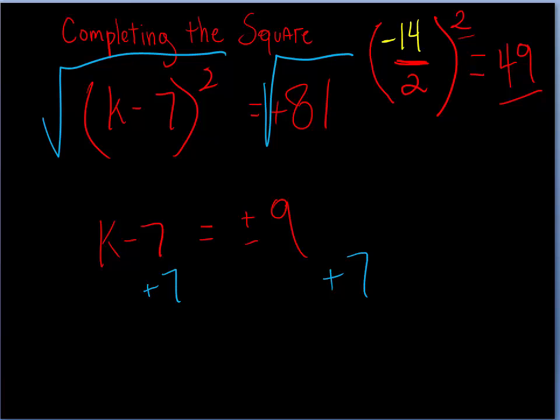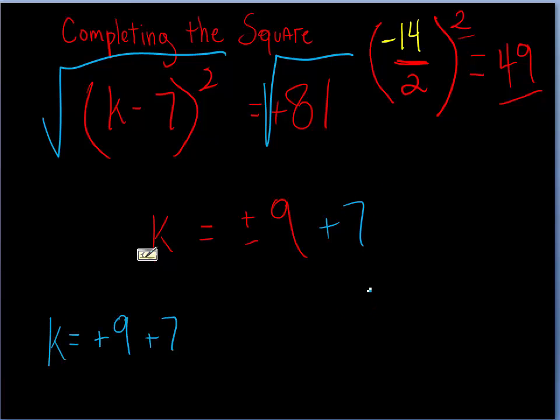Get k, or the variable, by itself by adding or subtracting the number on the left side. So k equals plus or minus 9 plus 7. So k equals plus 9 plus 7, or negative 9 plus 7. To simplify, that is positive 16 or negative 2. That's our answer. Let's try another example.